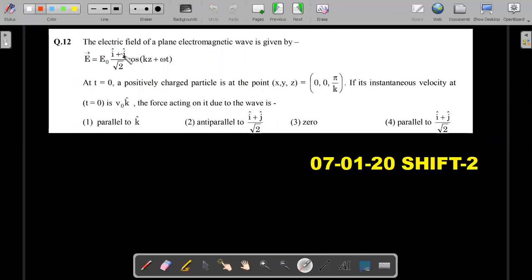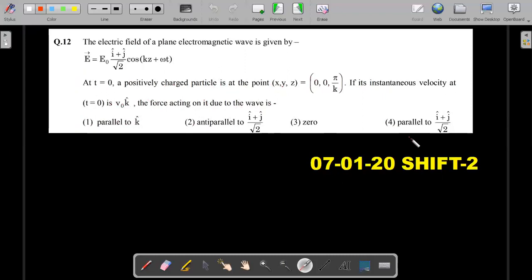Right. So the electric field of a plane electromagnetic wave is given by E naught (i + j)/root 2 into cos of (kz + omega t). At t equal to 0, a positively charged particle is at a point x, y, z given by these coordinates. If its instantaneous velocity at t equal to 0 is v naught k cap, then the force acting on it due to the wave is... There are four options, and he's not asking the magnitude of the force, only the direction. So if you want to give it a try, go ahead, pause, and then come back for the solution.